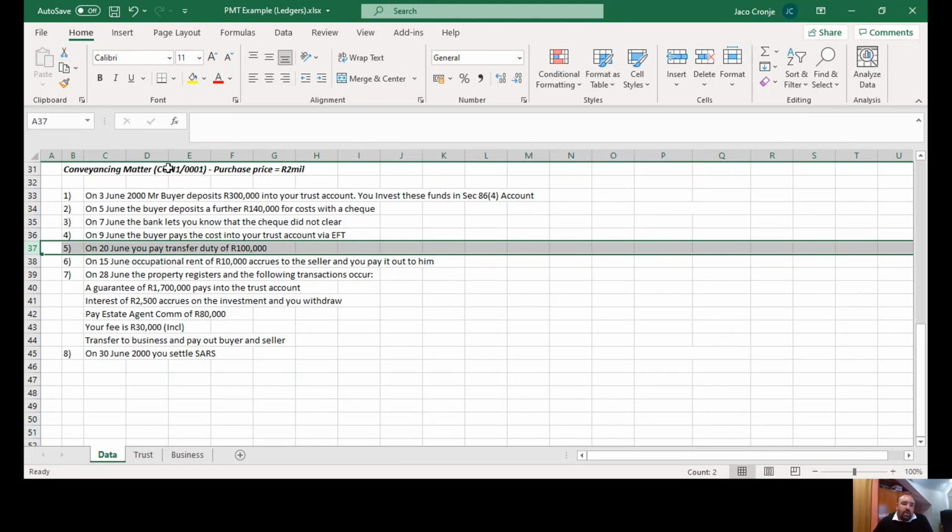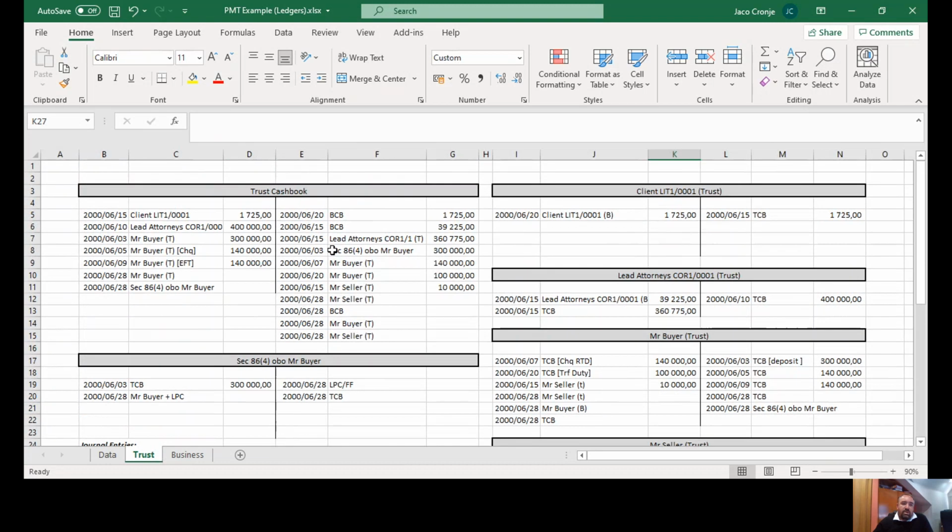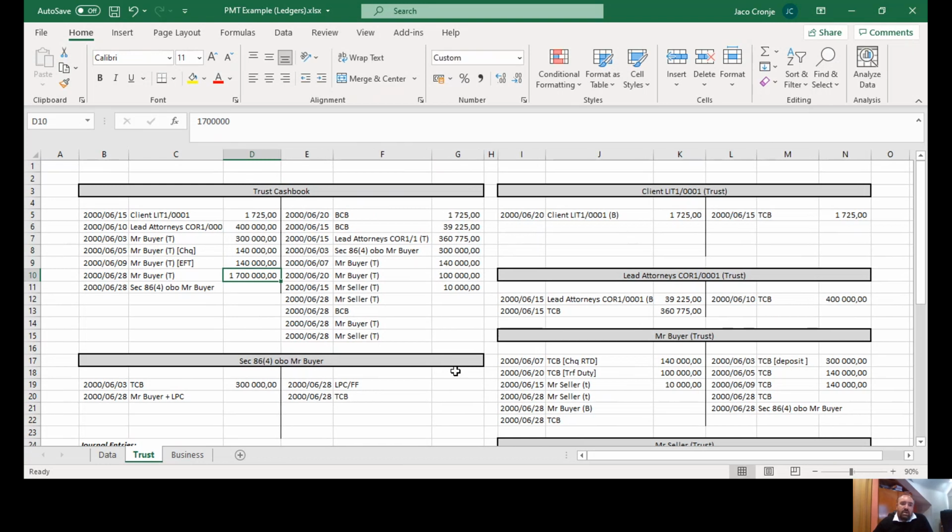Now, on the 28th of June, the property registers and the following transactions occur. A guarantee of 1.7 million pays out into the trust account. Okay, so is that a cash flow transaction? Yes, definitely. So trust or business, trust. Will it increase or decrease my trust if the guarantee pays out? It will increase my trust by 1.7 million rand.